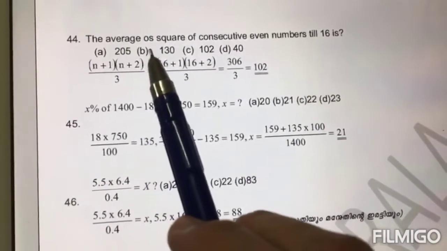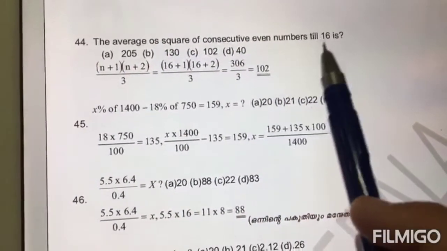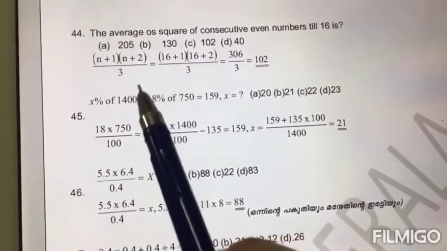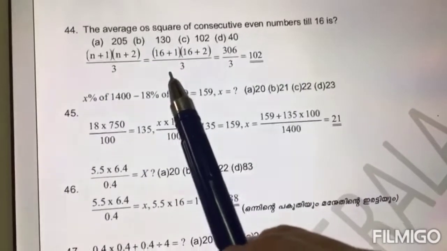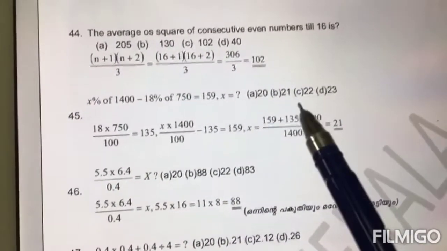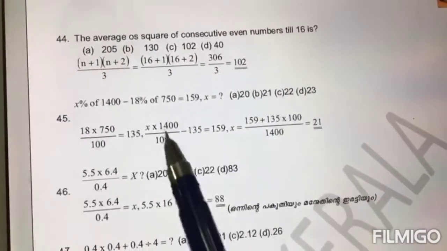The average of the squares of consecutive even numbers till 16 is what? n plus 1 into n plus 2 divided by 3, where n is 16. Once you solve it, you will get 102. Okay, you have to memorize this formula. There's no other way out, right?